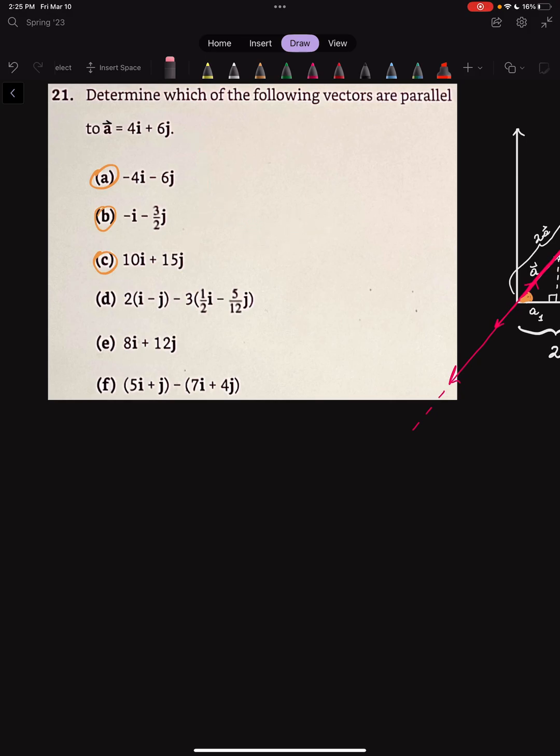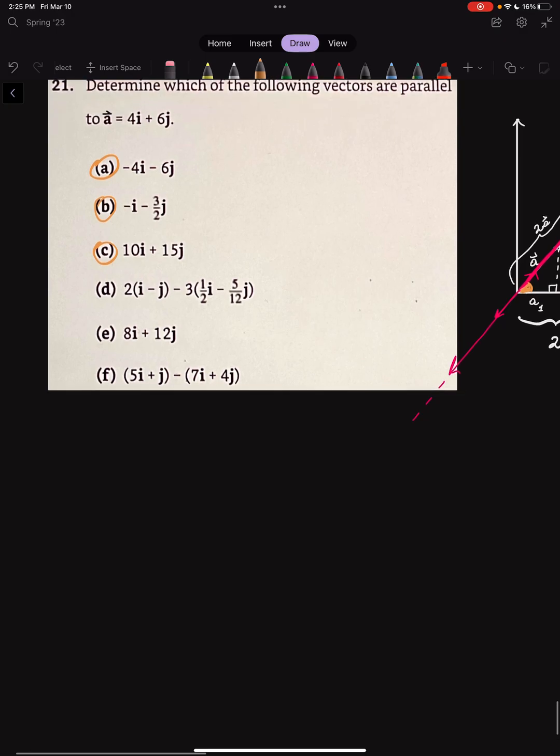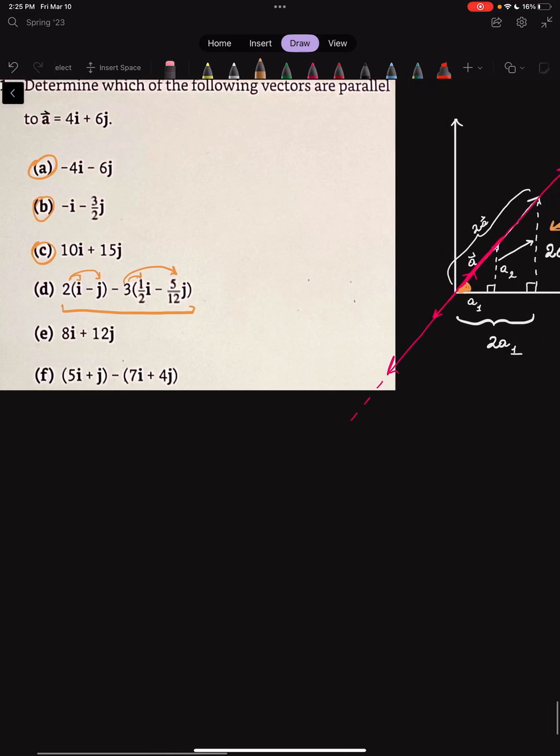Let's see letter D. Okay, this one's a little bit different because we don't have yet a single i hat and a single j hat. Could we get to that? Well, of course we can. We just have to distribute this 2, distribute this 3, and then add the similar components, quote unquote, similar together.